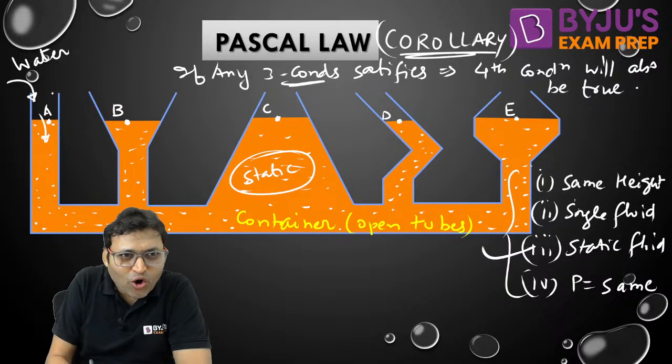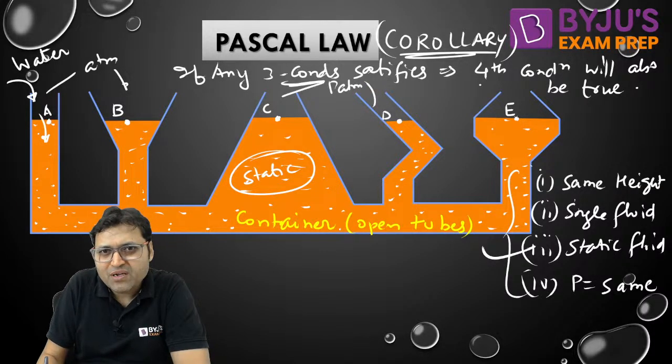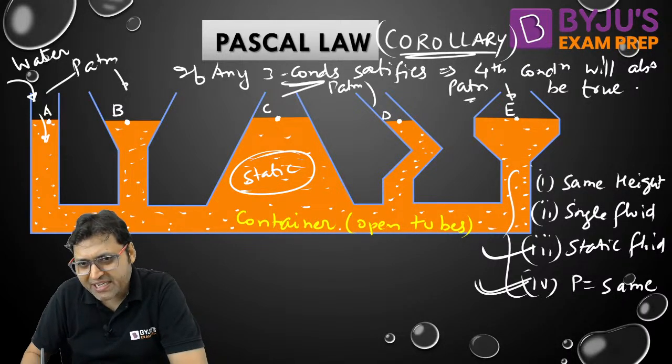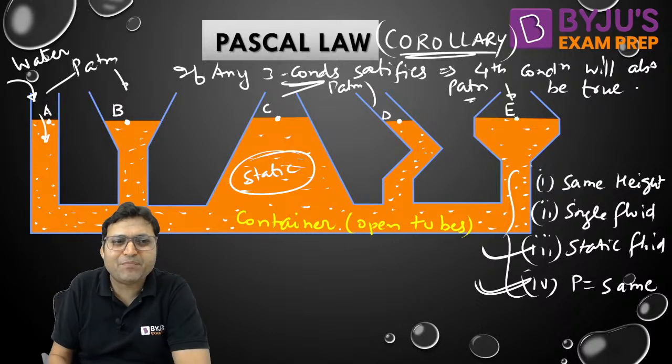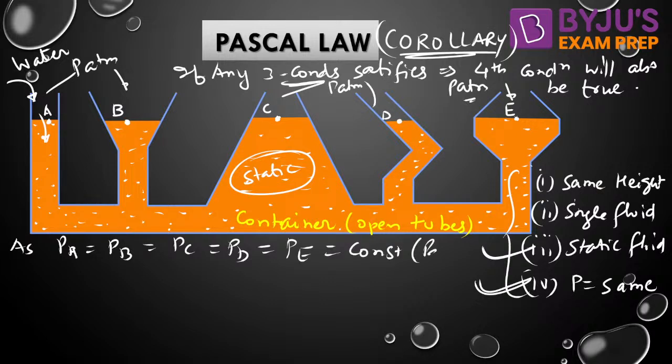Now because all the tubes are open to atmosphere, can we have the atmospheric pressure everywhere at the top? The pressure is P atm everywhere. So the fourth condition will also be satisfied for points A, B and C. PA is equal to PB is equal to PC is equal to PD is equal to PE is equal to constant. That is P atm, yes or no? Because all the tubes are open to the atmosphere.